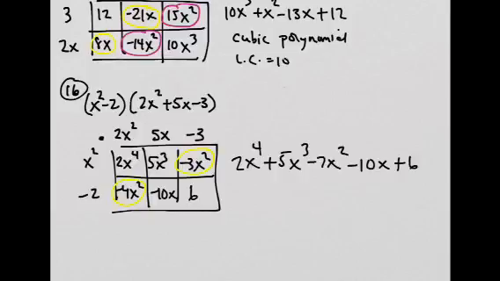So this is a 4th degree, so quartic polynomial, because there's 1, 2, 3, 4, 5 terms. So the degree is 4, the number of terms is 5, and the leading coefficient is 4. So this is a quartic polynomial.